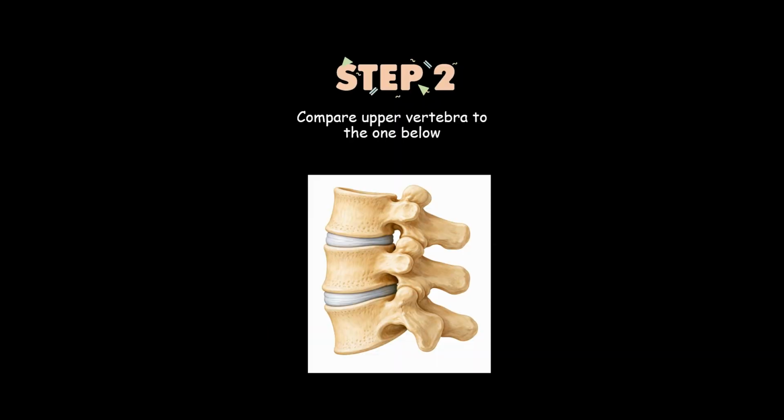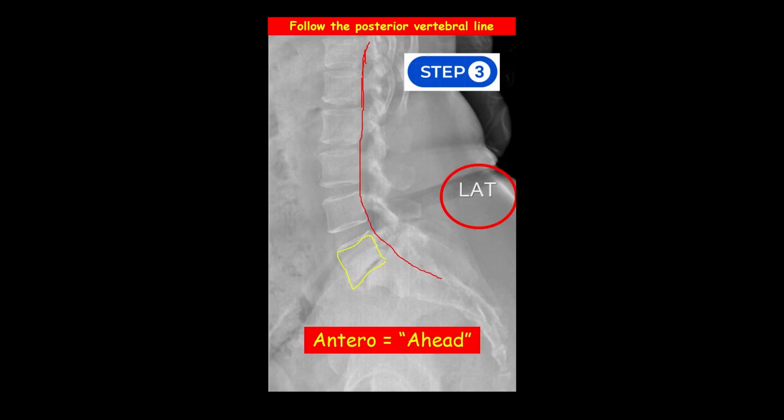Once we have taken the desirable view of the X-ray, we then compare the upper vertebra with respect to the one below it. So if you see, the first one is checked with respect to the one below it immediately. The second one is checked with respect to the one below it, and so on and so forth.